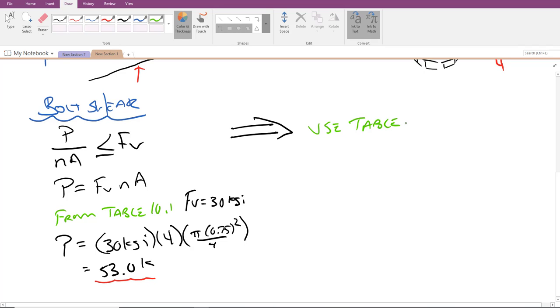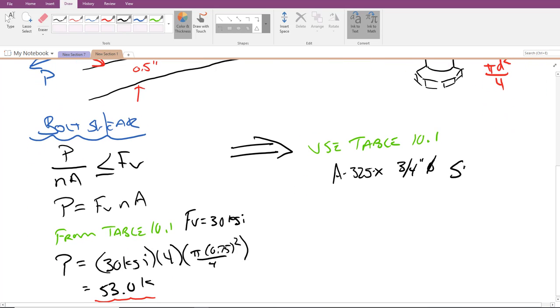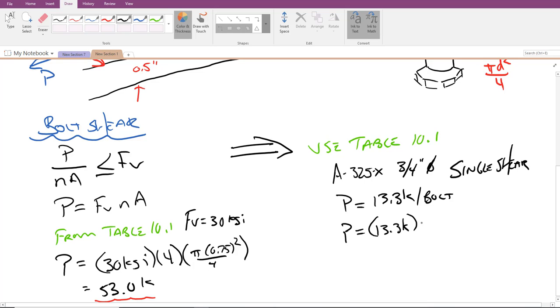Another way that you could run this problem is simply to go to table 10.1 and not actually have to use the equation. If you do that, then you would want to look for A325X bolts, 3/4 inch diameter, and we need to go back to our diagram and say, is it single shear or double shear? Because there's only 2 plates, it can only fill in one location. Therefore, it's a single shear condition. And in table 10.1, you will see that the allowable load, this is a load, is 13.3 kips per bolt. And we've got 4 bolts, so 13.3 kips times 4 bolts equals 53.2 kips.